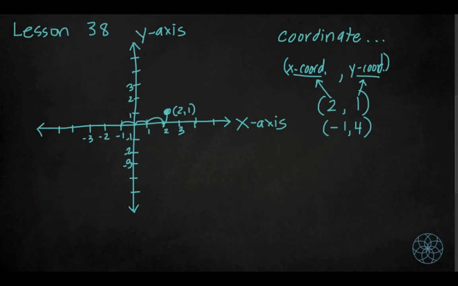And then a positive 4 means we go up. 1, 2, 3, 4. So we would end up here. (-1, +4). Let's go ahead and do another one just for fun.